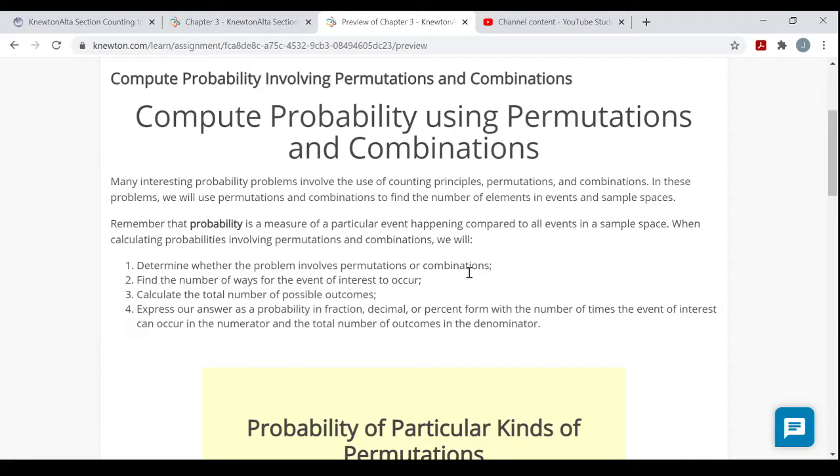And I kind of said that out loud a second ago. Permutations will be used when the position that things come in matters, order matters. Combinations will be used when the positions that things come in don't matter. Order does not matter in combinations. Then we're going to count the number of ways for the event to occur. Then we're going to calculate or count the total number of possible outcomes, and then divide those, and write your probability as a fraction, a decimal, or percent.